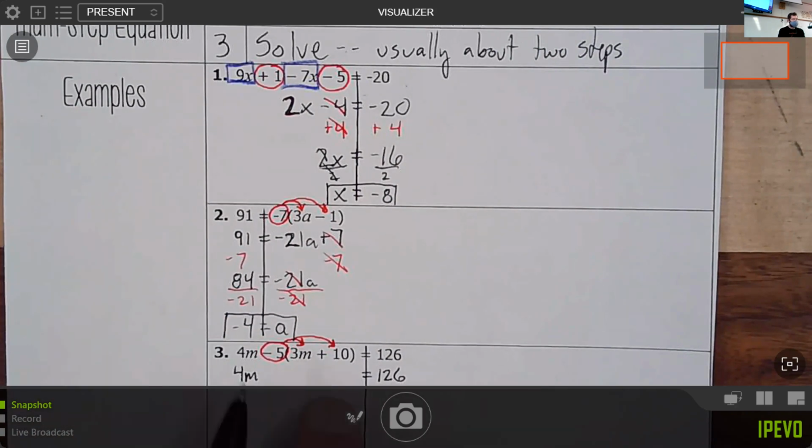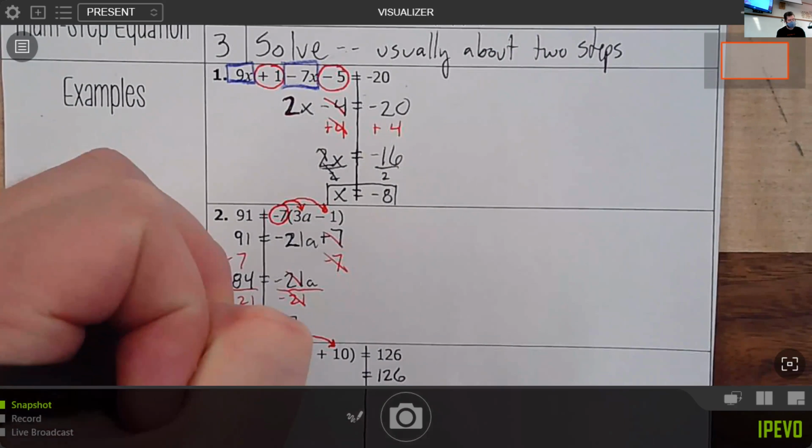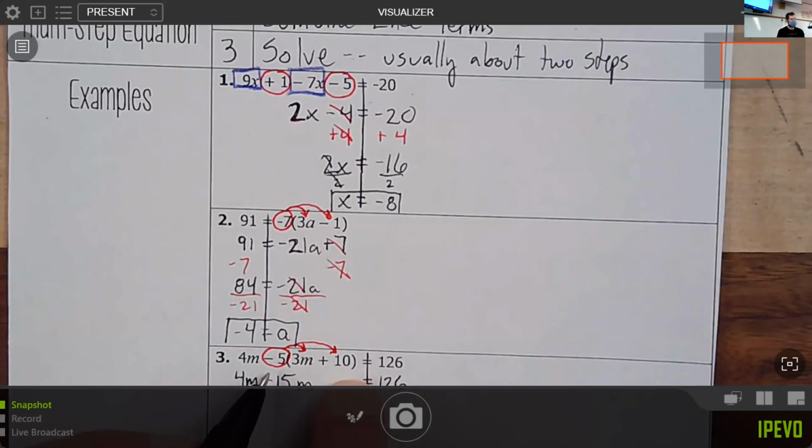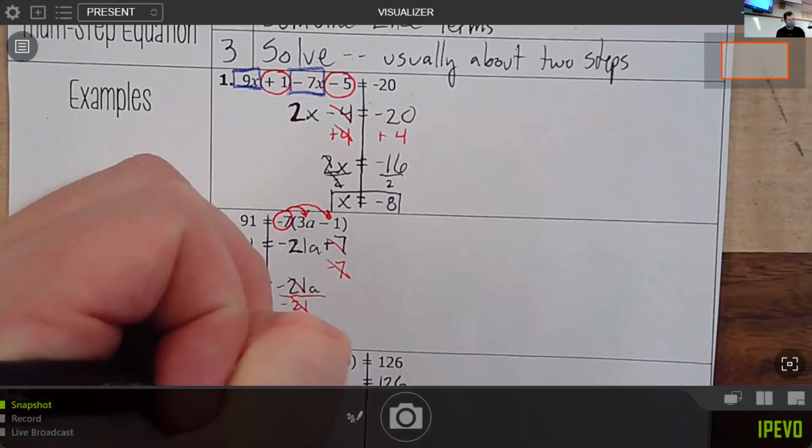But when you multiply negative 5 times 3m, remember you are multiplying the regular numbers together. Negative 5 times 3 is negative 15. And the variable is still there, so that's negative 15m. And then you're also multiplying a negative 5 and a positive 10. Negative 5 times positive 10 is negative 50.